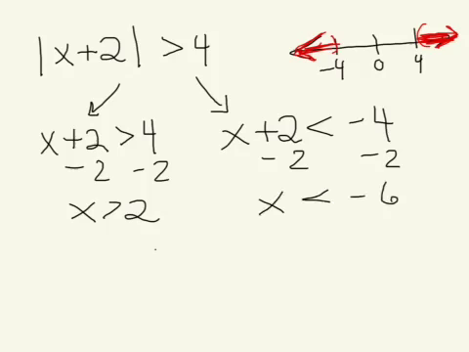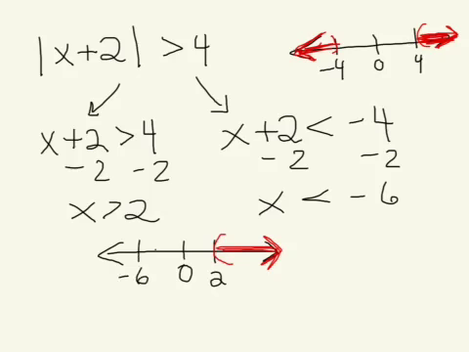So the final graph of the inequalities, when you put it together, is going to have numbers that are greater than 2. So that would be over here. And you would use parentheses for that because it's just greater than. And then also numbers that are less than negative 6. So we're going to put negative 6 on here. And then the numbers that are less than negative 6 are over here.